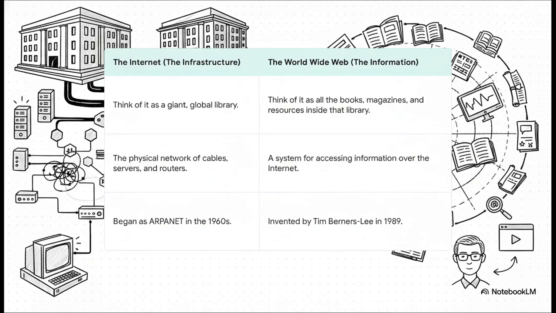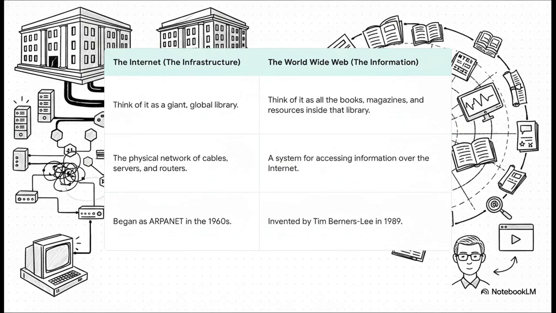So here's a great way to think about it. The internet, that's the library building. It's the physical stuff, right? The cables running under the ocean, the servers, the routers, the whole structure. Now, the World Wide Web, that's all the books inside the library. It's the websites, the videos, the articles you're actually looking at. The internet is the how. The web is the what.